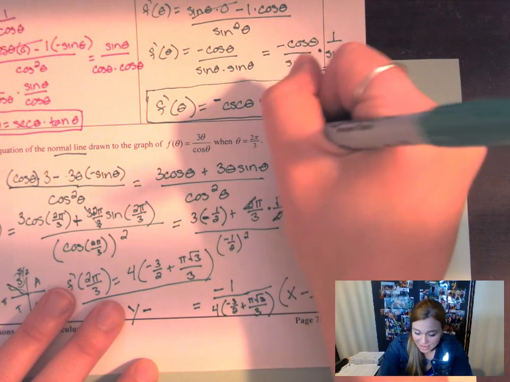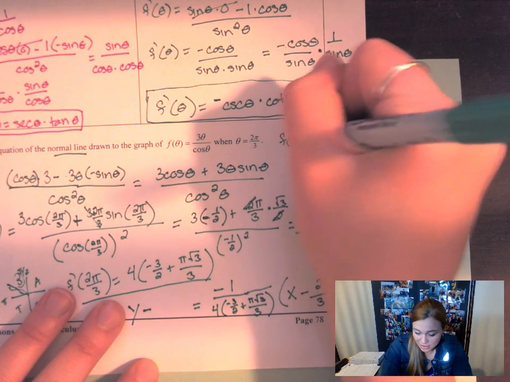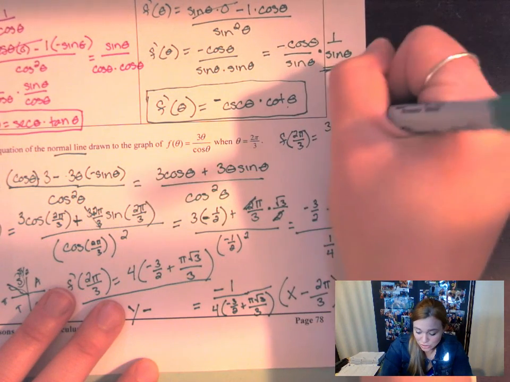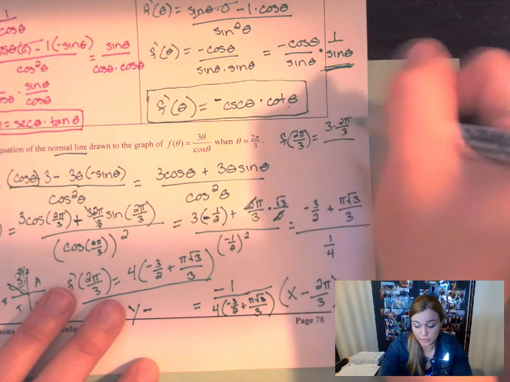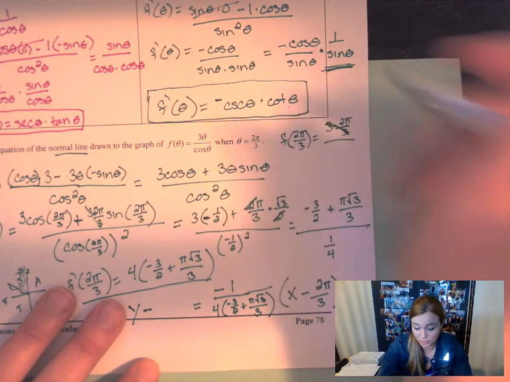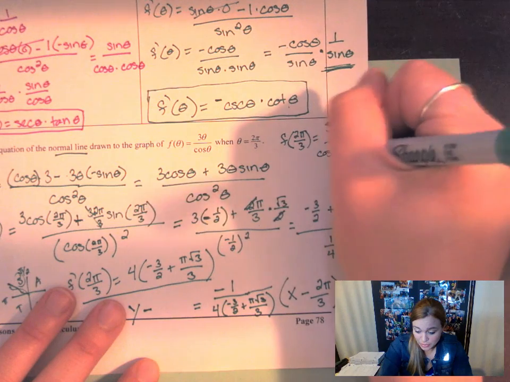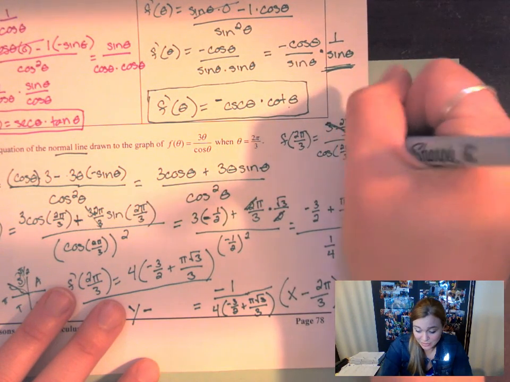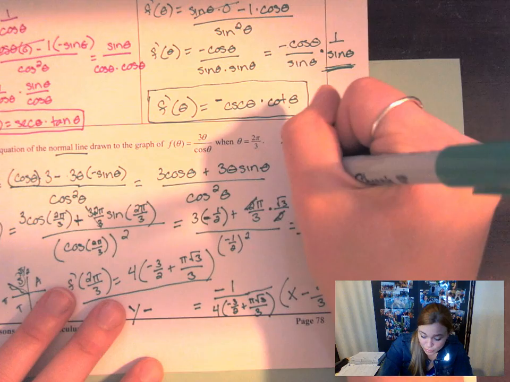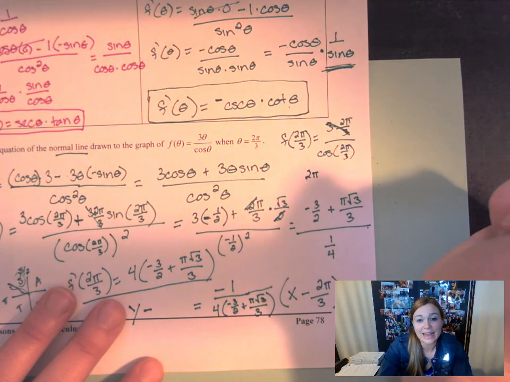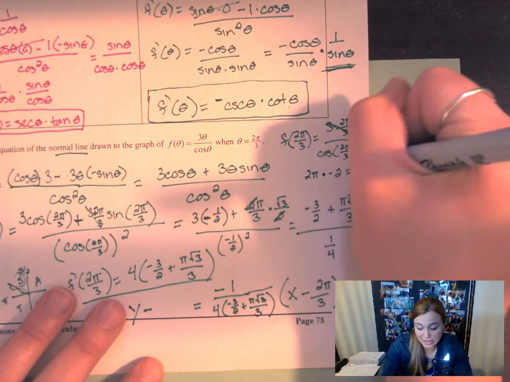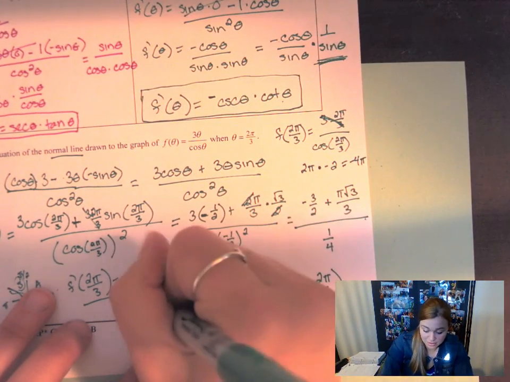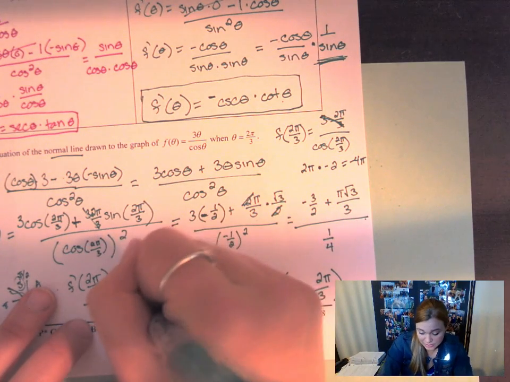My y1, oh, let's go back here and do it. I know f of 2 pi over 3 is going to be 3 times 2 pi over 3. I'm putting this in the original function because I needed a slope and a point. This is my point. I'd be just left with 2 pi in the numerator. Cosine of 2 pi over 3, we said was negative 1/2. So I have 2 pi dividing by negative 1/2, which is the same as multiplying by negative 2. So I get negative 4 pi. Negative 4 pi plus 4 pi.